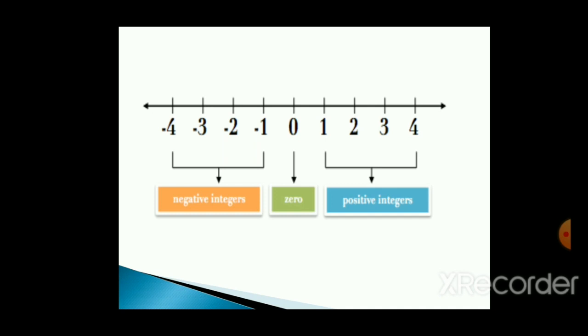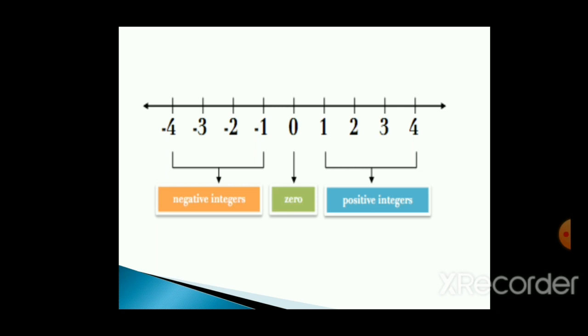In a similar way, we can say that an integer is less than all those integers that lie to its right on the number line. We can take another example. 3 lies on the right side of negative 1. So, negative 1 is less than 3.